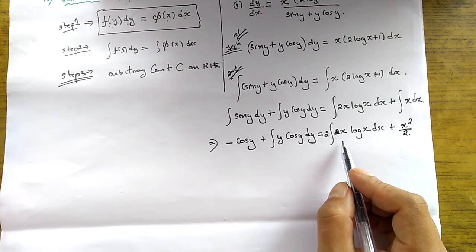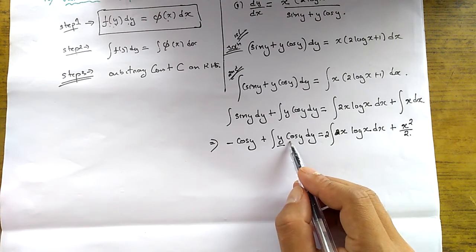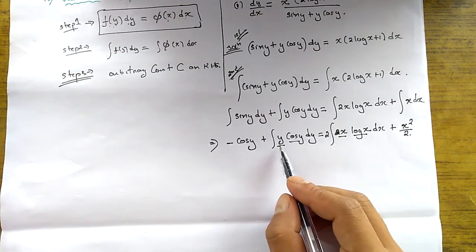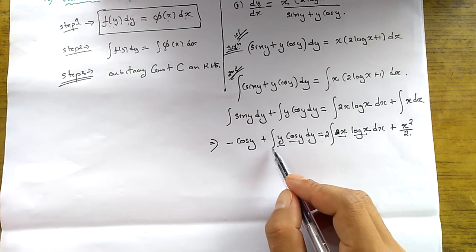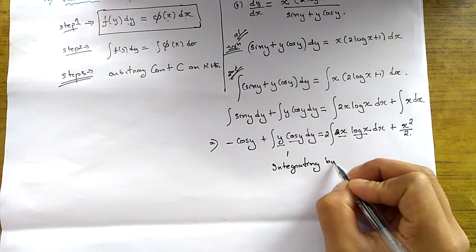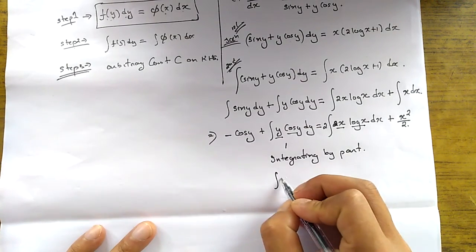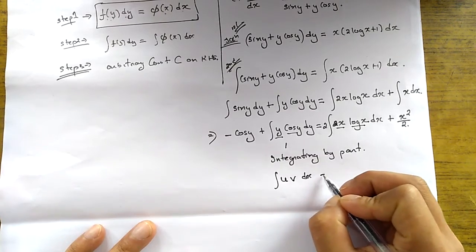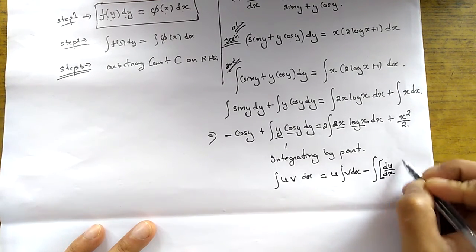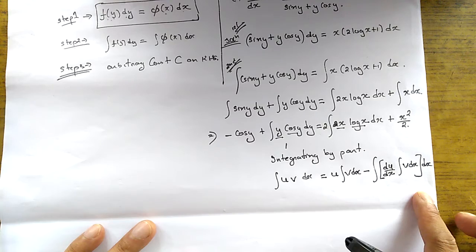Now, two integrations have been left, but if we see carefully, in this integration there are two functions. This is an algebraic function and this is a cosine function, and this is an algebraic function and this is a logarithmic function. If you have more than one function in an integration, then we apply integration by parts. You already know the formula: if you have two functions u and v, then the integral of u v d of x is u times the integral of v d of x, minus the integral of (du by dx times the integral of v d of x) d of x. So this is the formula for integration by parts.